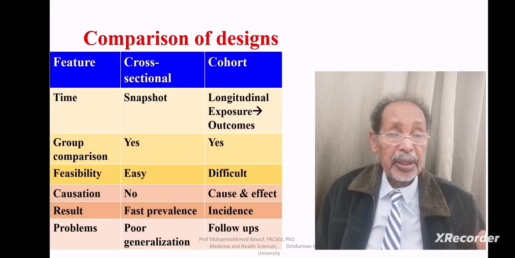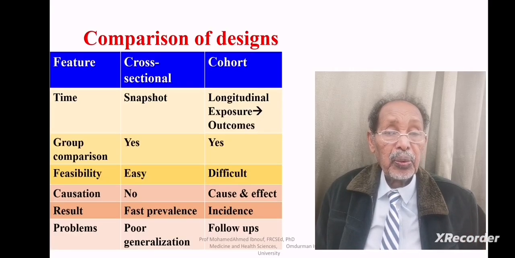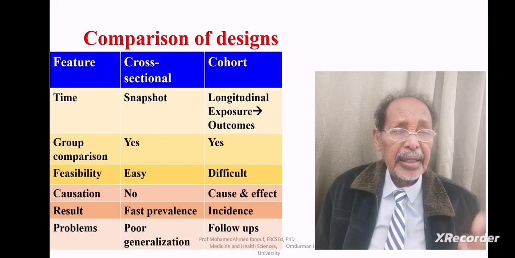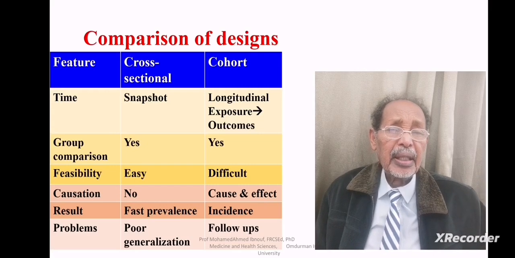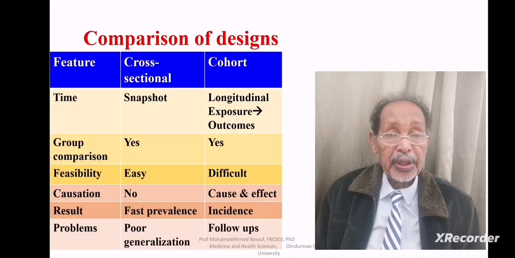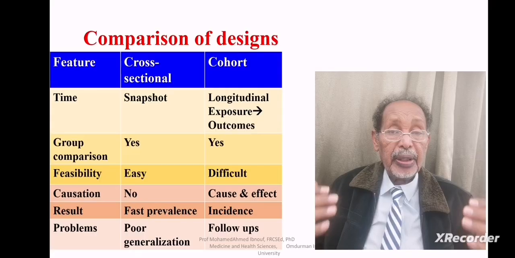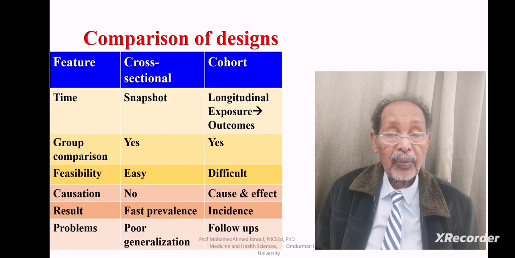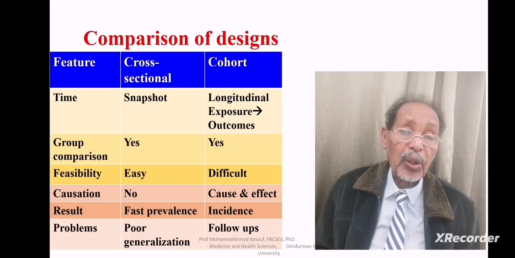It starts with exposure and it continues till we reach the outcomes. Therefore, it can tell us something about the risk for a problem, or a positive, probable, most likely cause for a problem when we follow the patients for a long time. And usually in the two, there are two groups. We follow the two groups. And both are feasible. However, the cohort is difficult.